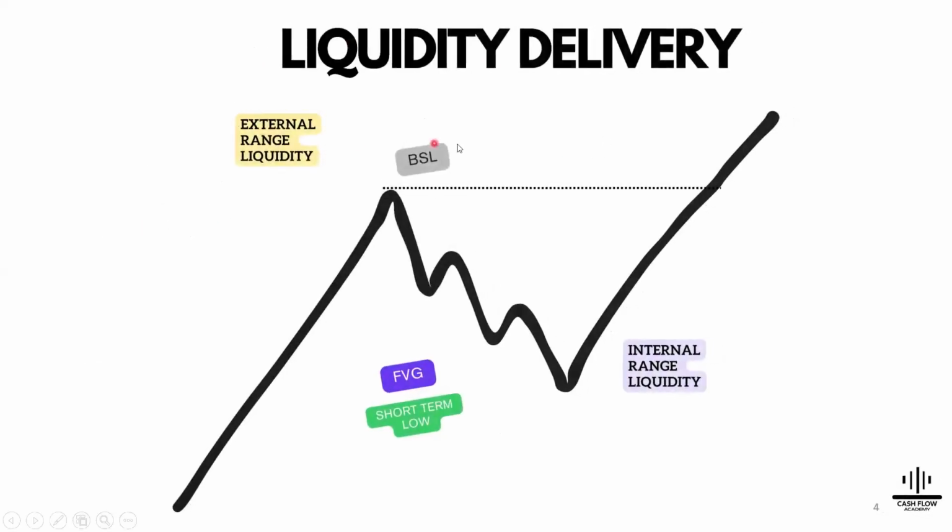So here's a diagram that depicts what I just explained. You can see this is a range. Inside this range, we'll call it internal range liquidity, and what is above or below the range is called external range liquidity.